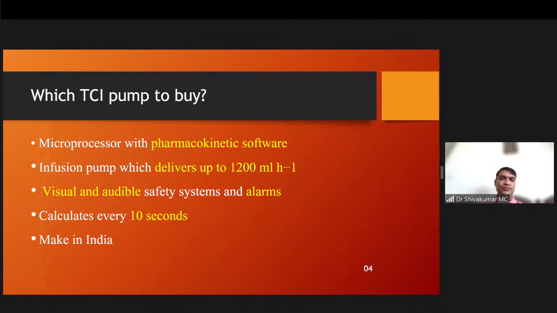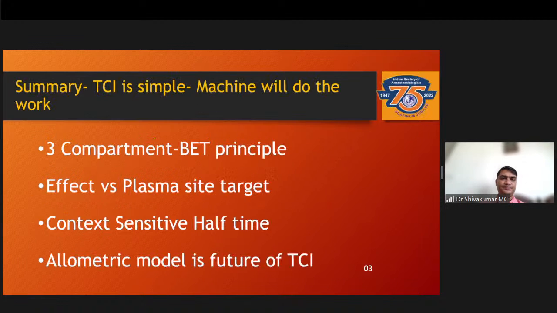So which TCI pump to buy? This depends on the microprocessor with the pharmacokinetic software. It should be an infusion pump which delivers up to a maximum rate of 1200 ml per hour, because we need to achieve a faster induction. The visual and audible safety alarm should be present, otherwise disconnections or kinking cannot be identified. It should be able to calculate infusion every 10 seconds. And made in India, with lesser cost, pumps are nowadays available and can be purchased.